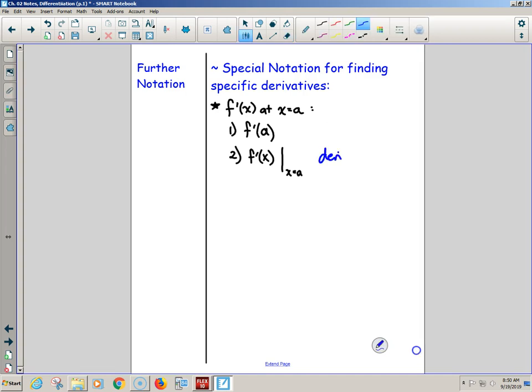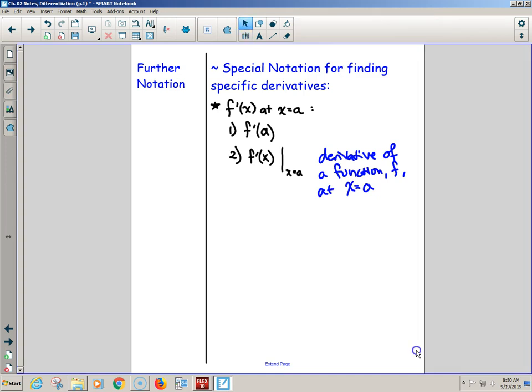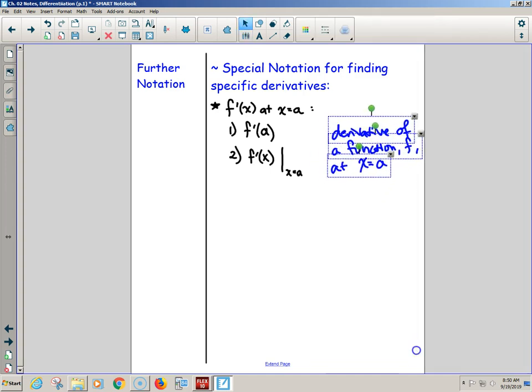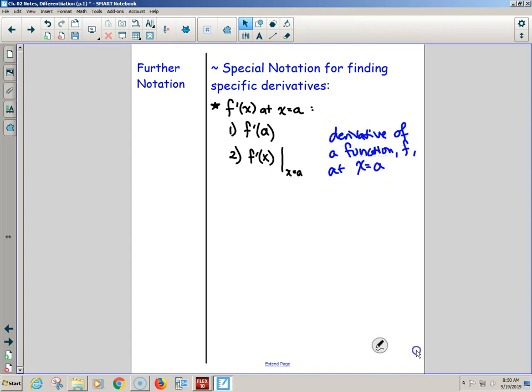The derivative of a function f at a specific x equals a. So both of these, whether you see f prime of a or whether you see me do this whole such that thing, they're talking about finding the derivative and plugging in an a at the end. But you have to do derivative first and then put it in. If you're curious, this little line just means such that.